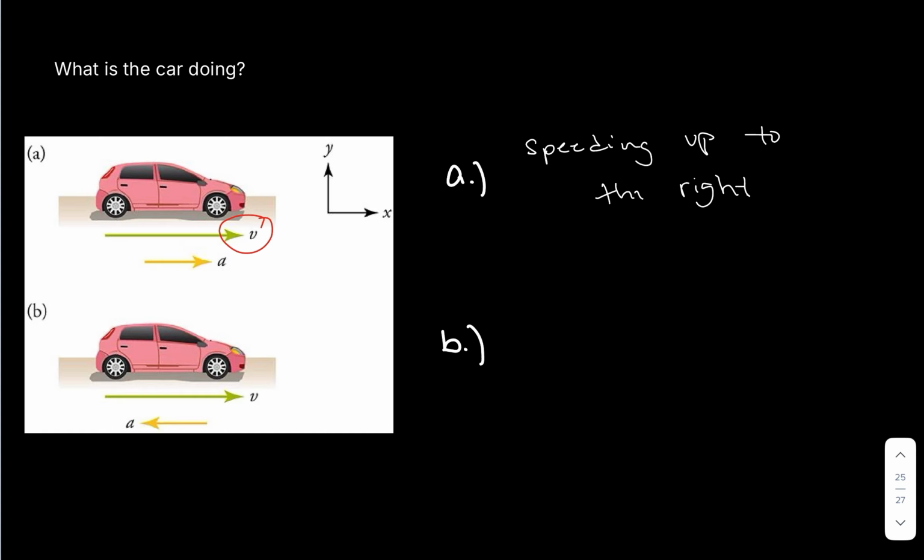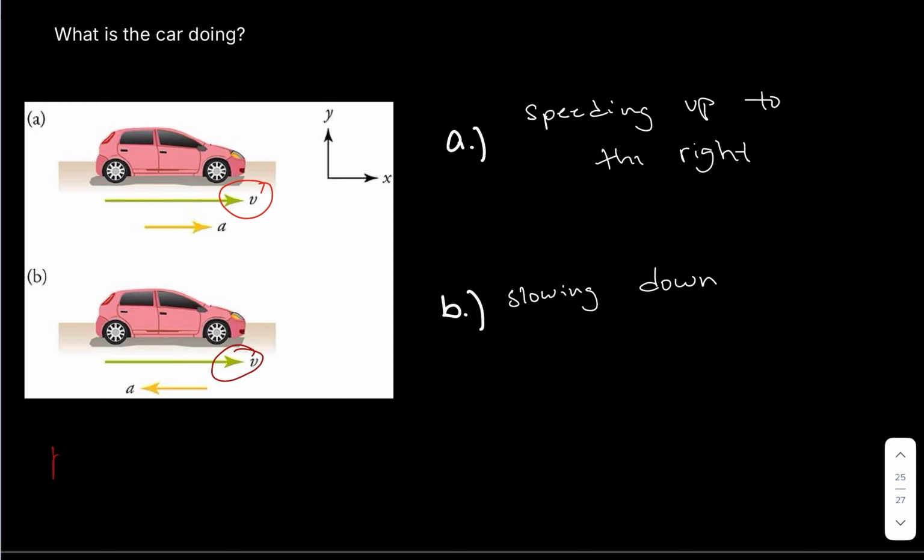And for car B, the car is slowing down. As you can see, the car is moving to the right, because remember, velocity is speed and the direction in which you're moving, while the acceleration is to the left, which means the velocity decreases over time, which means your speed decreases over time. So hence you are slowing down.